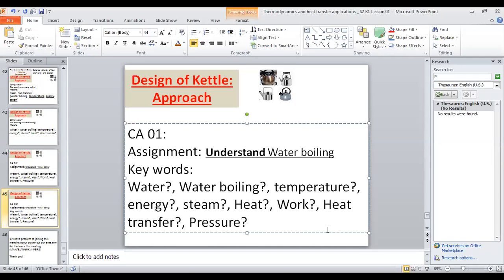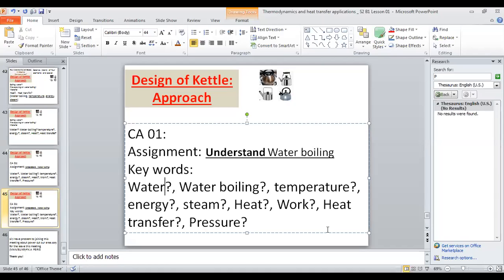So you write about what water is, what water boiling is, what temperature is, not as definitions. The meaning of these words will be reflected in your write-up.